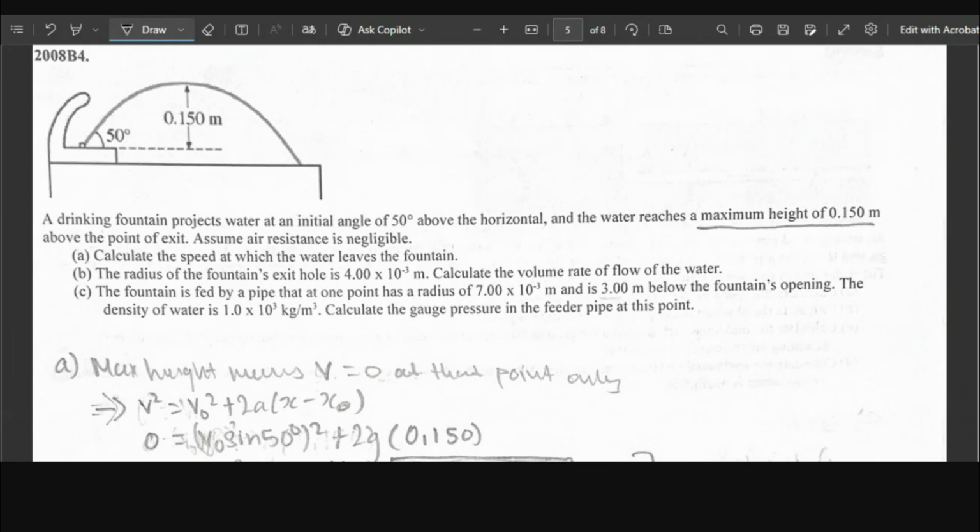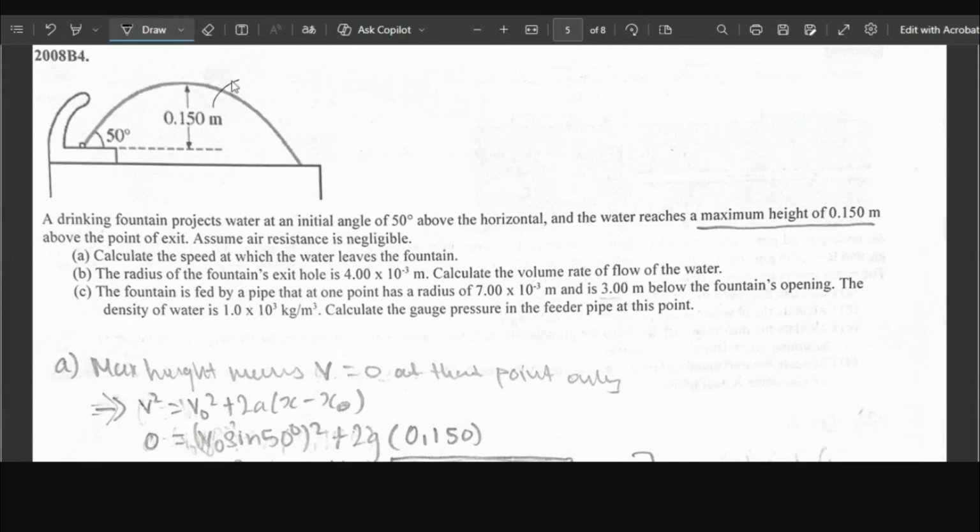It is a simple projectile question. Let us see. The question says a drinking fountain projects water at an initial direction of 50 degrees above the horizontal. The water reaches a maximum height of 0.15 meters above the point of exit. Assume air resistance is negligible. Calculate the speed at which the water leaves the fountain.